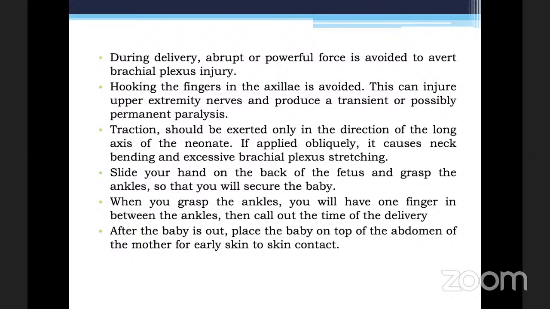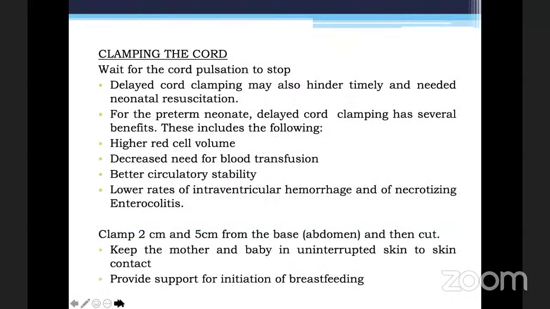Slide your hand on the back of the fetus and grasp the ankles so that you will secure the baby. After the baby is out, place the baby on top of the abdomen of the mother for early skin-to-skin contact. Next slide. Clamping of the cord. Wait for the cord pulsation to stop. Delayed cord clamping may also hinder timely and needed neonatal resuscitation.